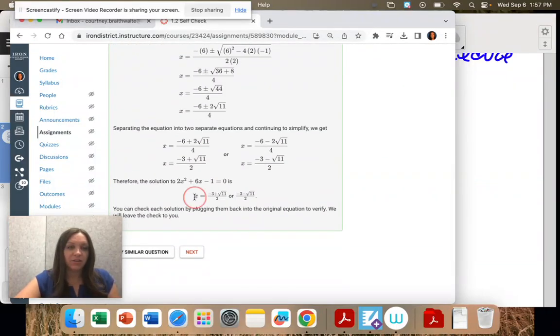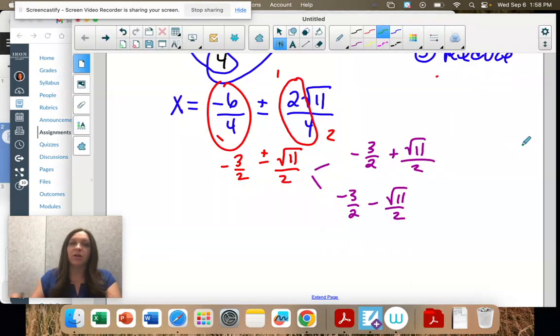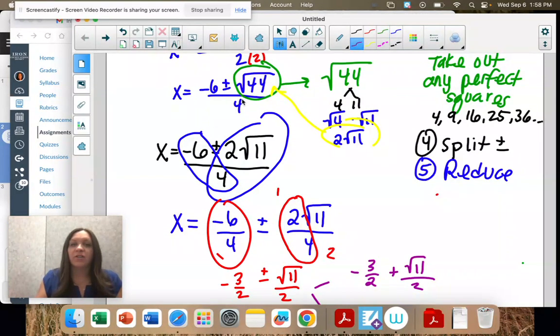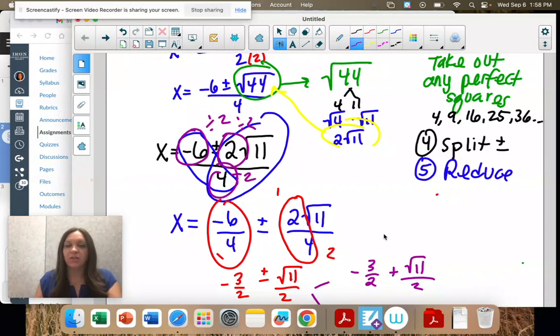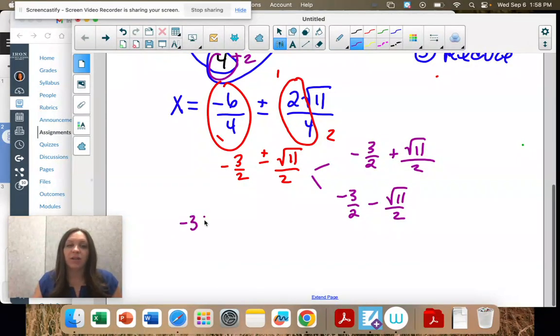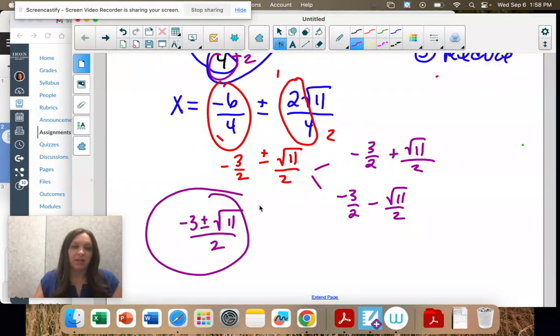And then the answer on here, you can leave it as one big fraction if you want. So up here, I could have reduced, these all divide by 2. I just like to separate it. So still your answer could have been negative 3 plus or minus square root of 11 over 2. And you'd still have to split the plus or minus, but you could leave it all as one fraction like that. That's okay.